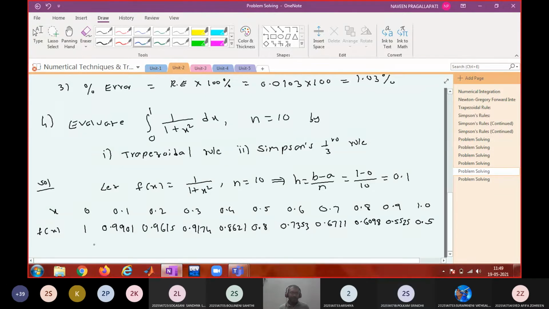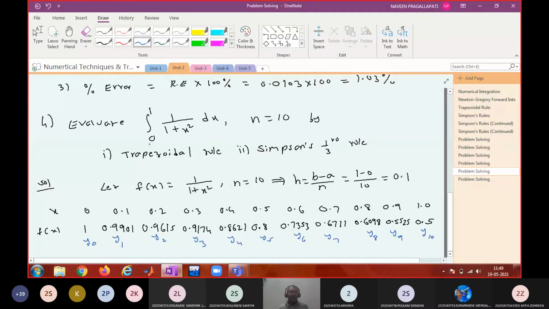Now just identify the values as y0, y1. You can write the index here with some pencil or some other pen, so that while substituting the values you don't get any confusion. y0, y1, y2, y3, y4, y5, y6, y7, y8, y9, y10.